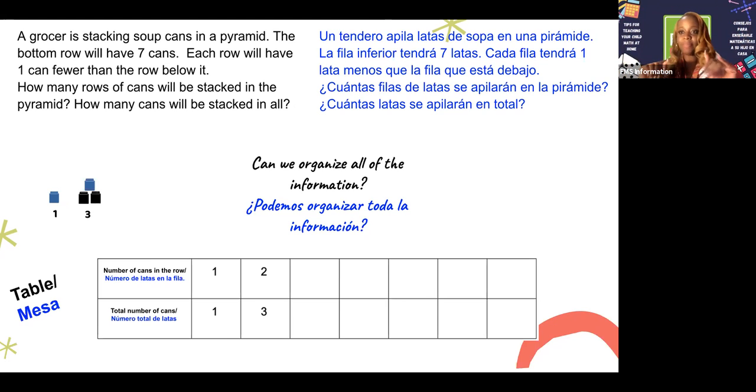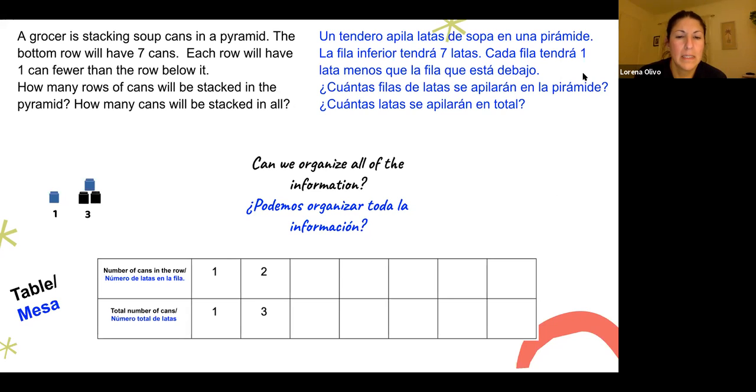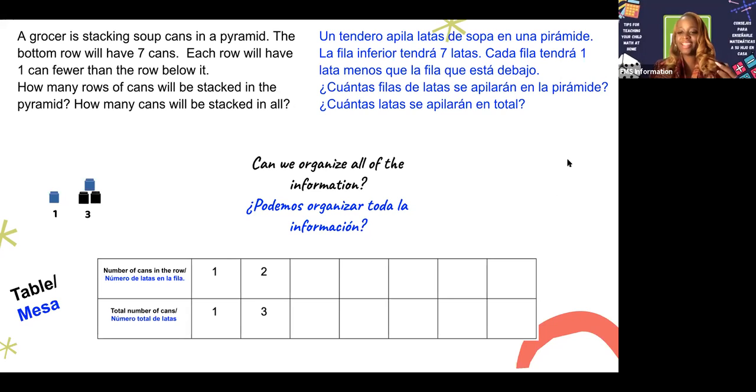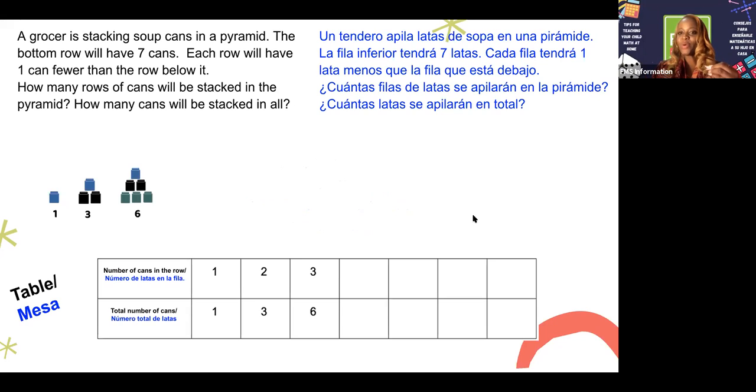And go into the chat box real quick. How many cans will be in the 3 rows? 6. All right, let's see. Yeah, so there will be 6, right? So 3 and 6. You with me? And then my question to you is, how many would be in the 4? It should be 10, right?